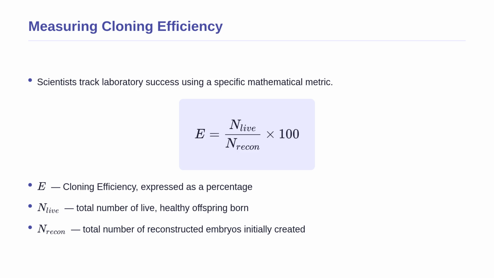If the number of live births increases while the attempts stay the same, the efficiency goes up, indicating a successful protocol. Conversely, if you have many attempts but very few births, the efficiency drops significantly.